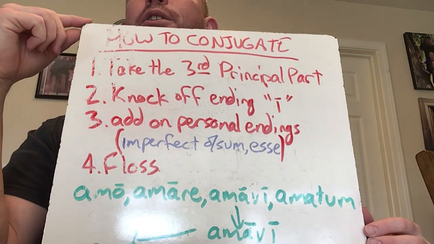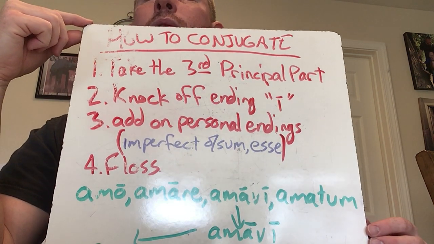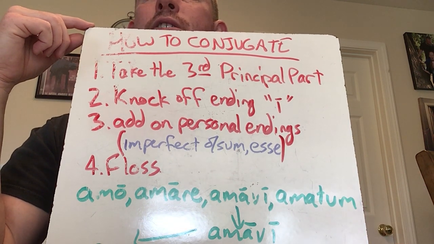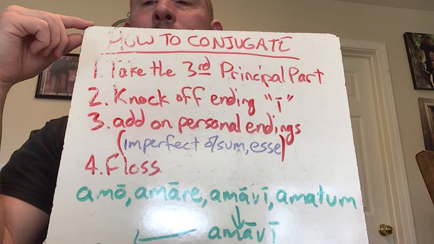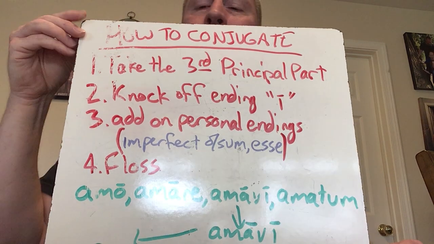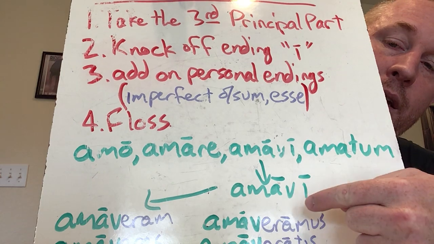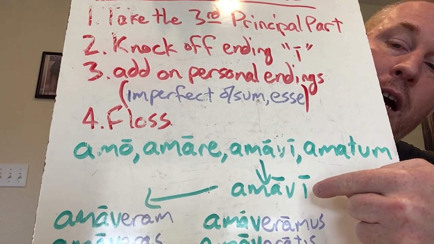Step one, take the third principal part. Step two, knock off the i. Step three, add on your personal endings, which are the imperfects of sum, esse. Step four, floss. Okay? So, step one, third principal part, as you can see, it's amavi, and it comes down here. Step two, knock off the i.